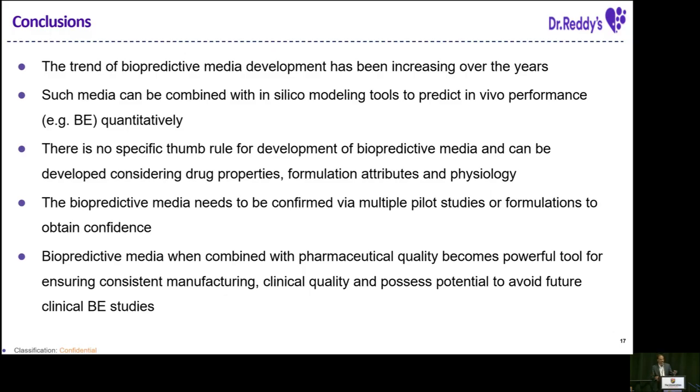So when you combine the biopredictive media with the quality control media, it really becomes a powerful tool, because you're not only going to ensure the clinical quality, but also the manufacturing quality as well.